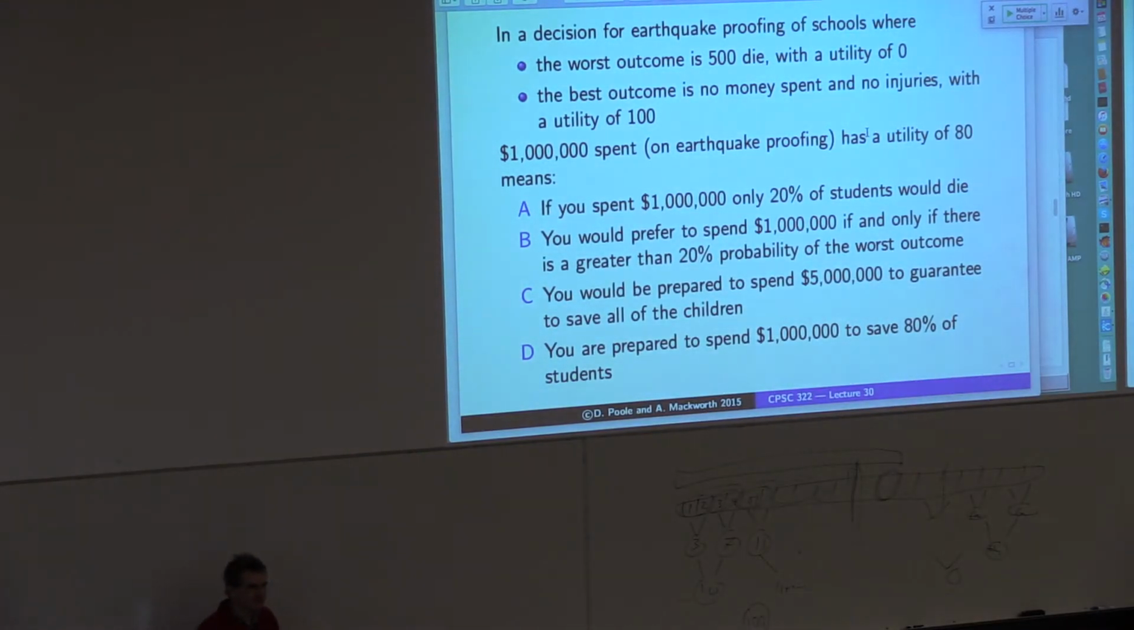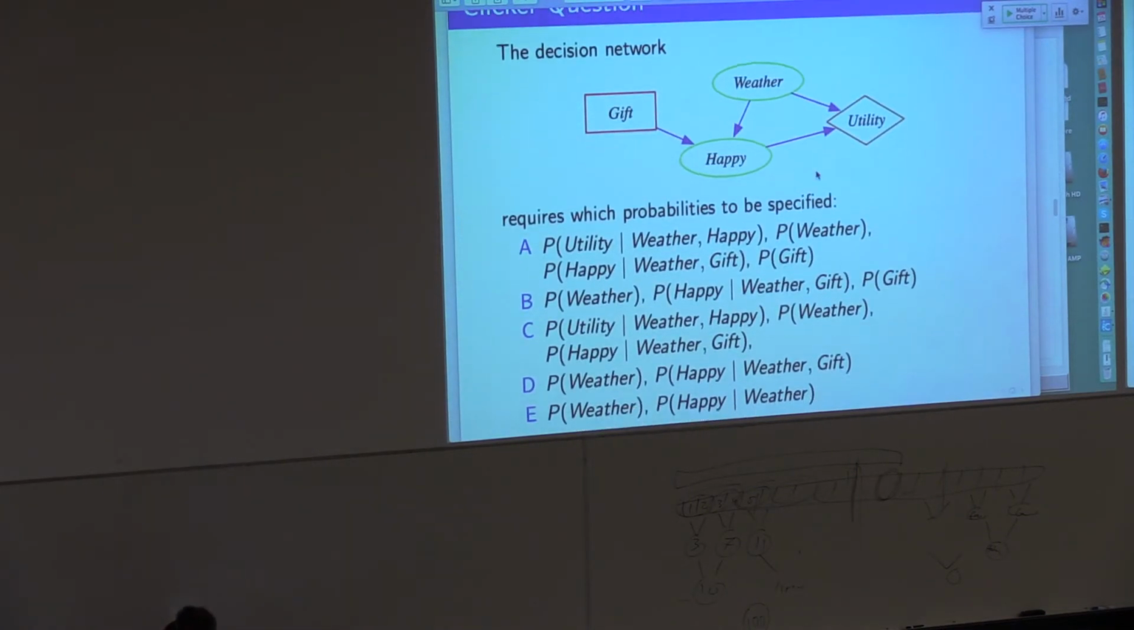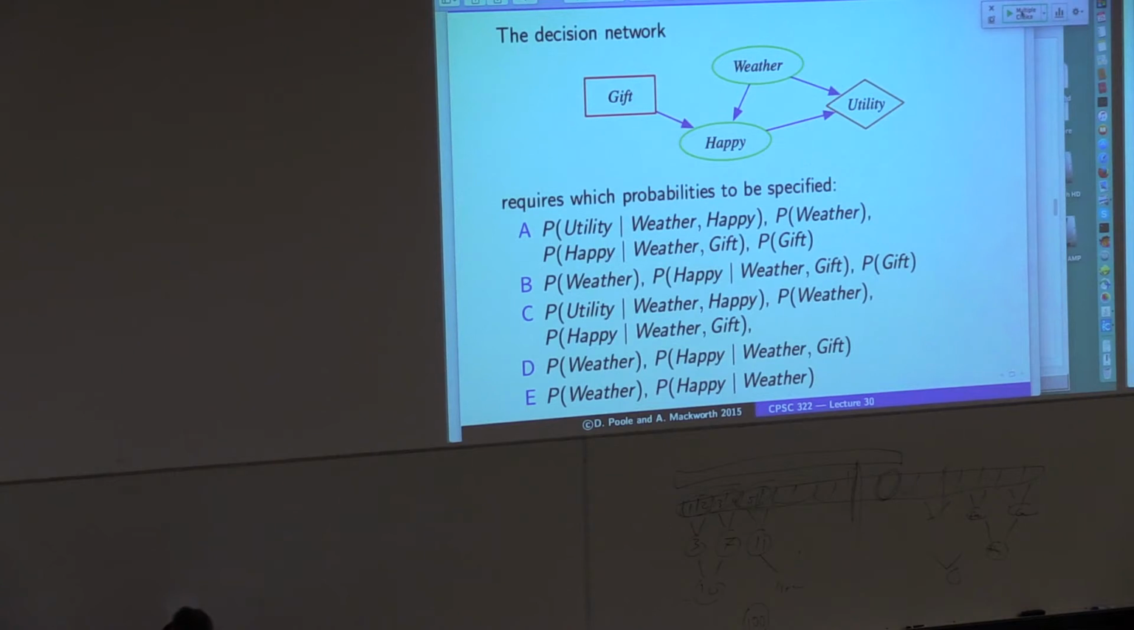Any other questions? All right, a simpler question. This decision network. The story here is I've got to give a gift to someone and I've got to work out whether I give a gift to them. Whether they're happy depends on the weather and what gift I give them. They don't get to choose the weather, and the utility depends on their weather and whether they're happy or not. Okay, so I just got to choose the gift. So I want to know which probabilities need to be specified.